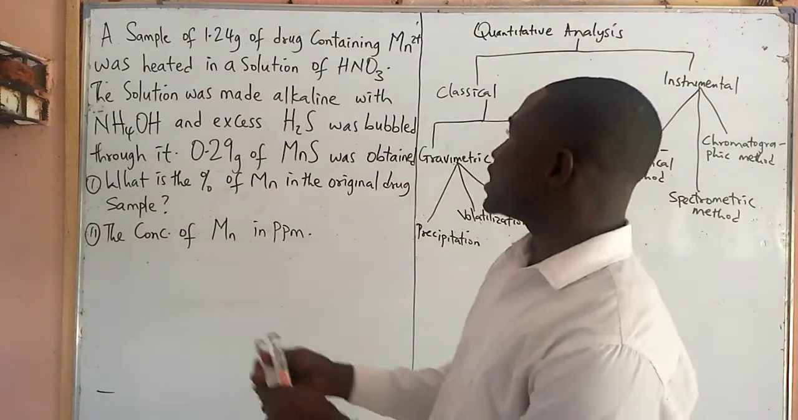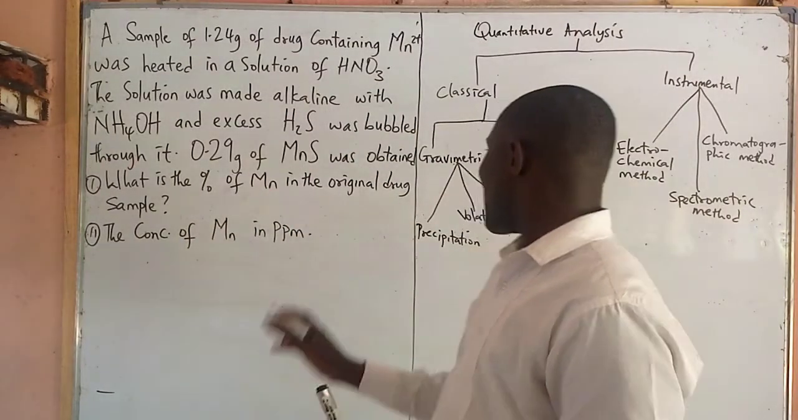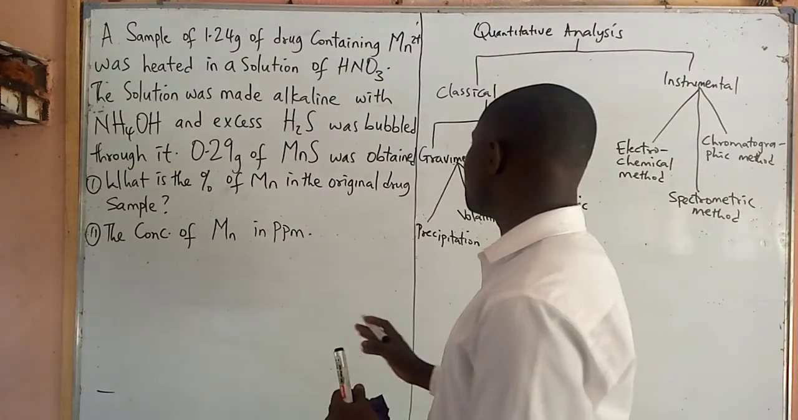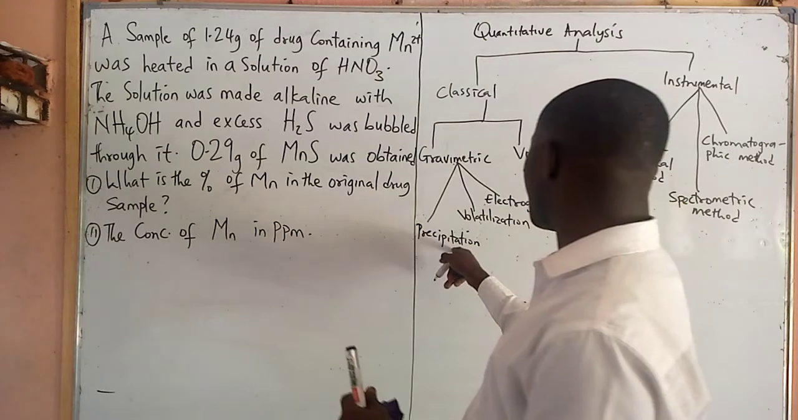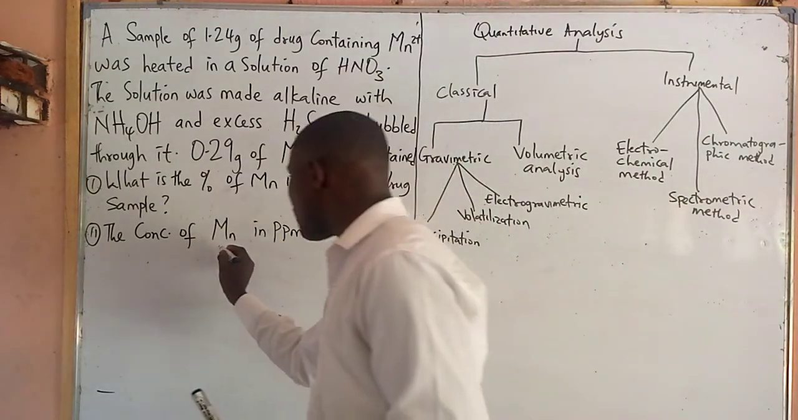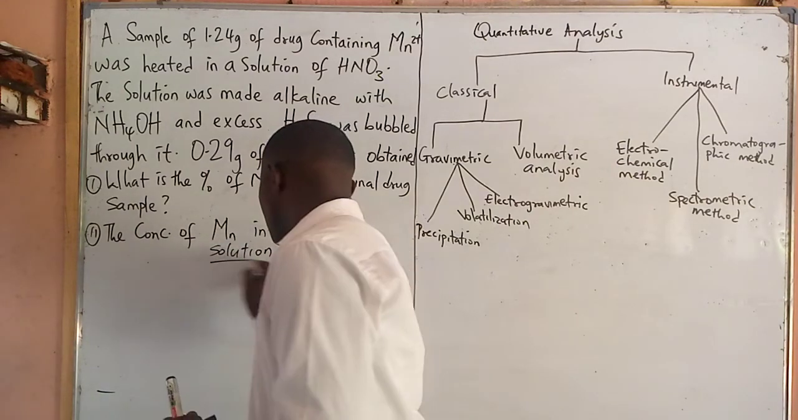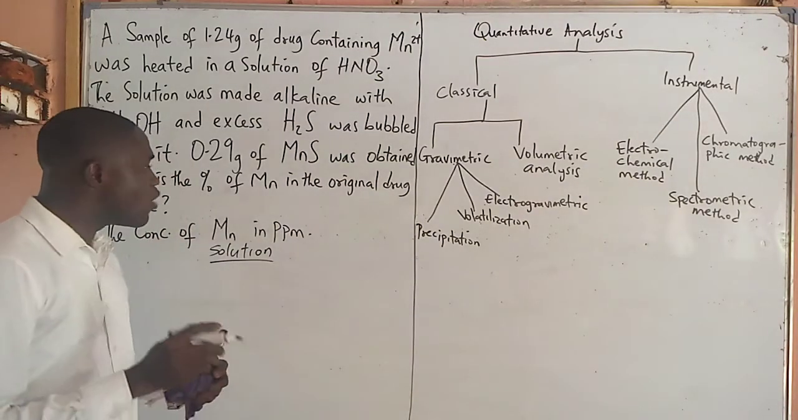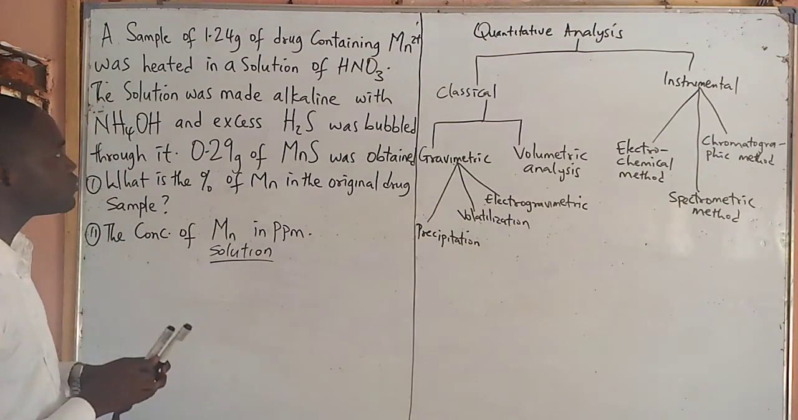Now, this is a typical question on gravimetric analysis. In gravimetric analysis, volatilization can be involved, precipitation can be involved, and electrogravimetric can also be involved. Now, for you to solve this question, you must have a well-balanced equation. You must represent it with a well-balanced equation.